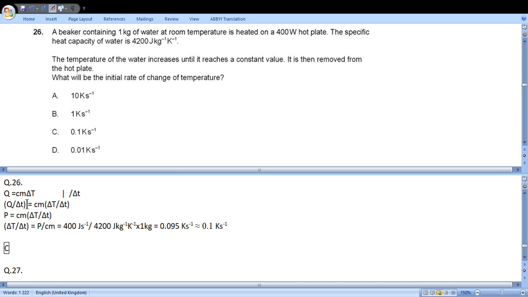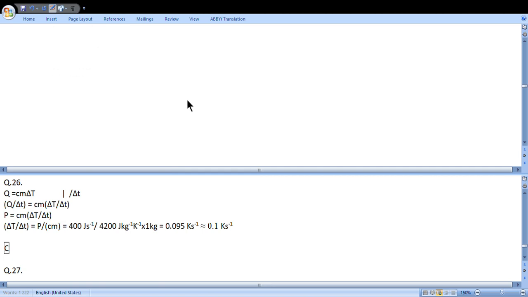So Q equals c m delta T. The rate of change of temperature will be Q by delta T. Q over delta T is power. Rewriting for the gradient, for the initial rate of temperature change, we get P over cm. cm we can put in the brackets. Then we put the values and we get 0.1. Choice C, 27.